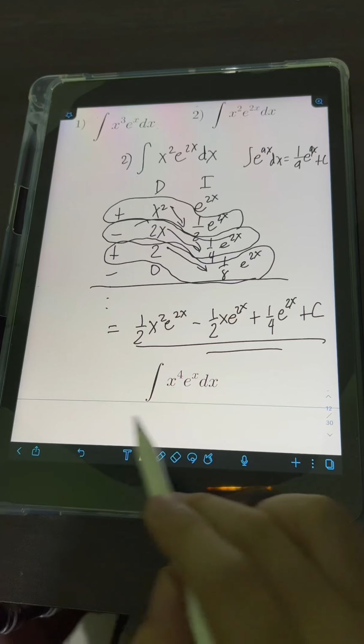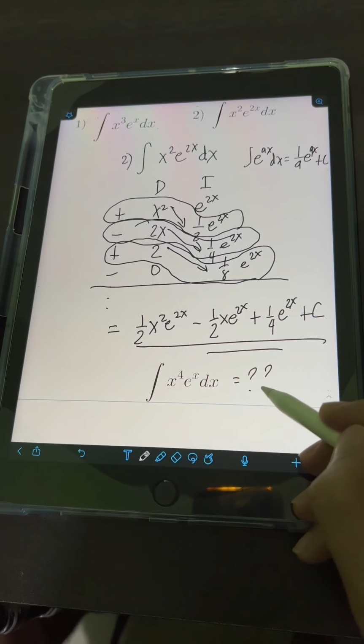Okay, so now it's your turn. Try to evaluate this integral and just comment your answers.